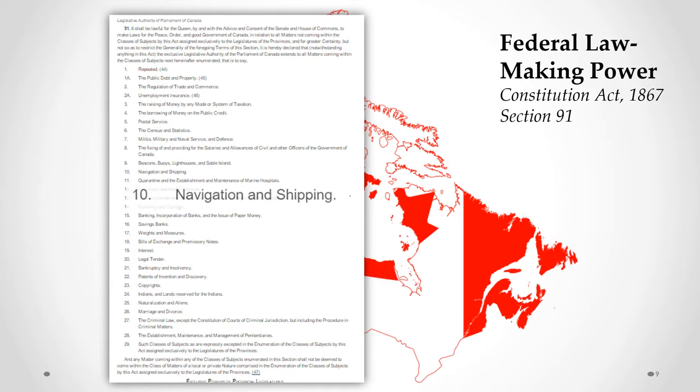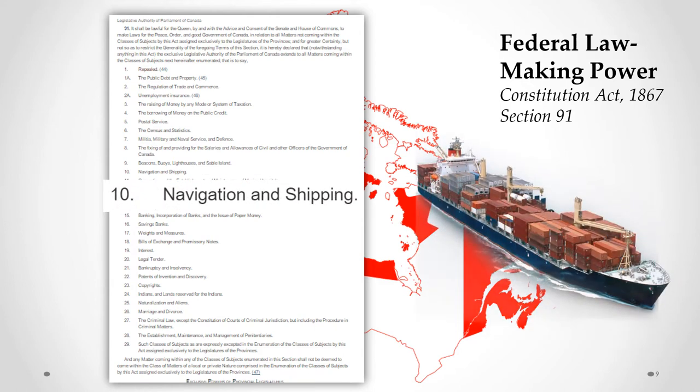The power over navigation and shipping essentially refers to any kind of transportation by water, so boats and ships on water. It can be commercial shipping. It can also be pleasure boating. Like if you have a boat at the cottage and you need a boating license, that license is obtained from the federal government.